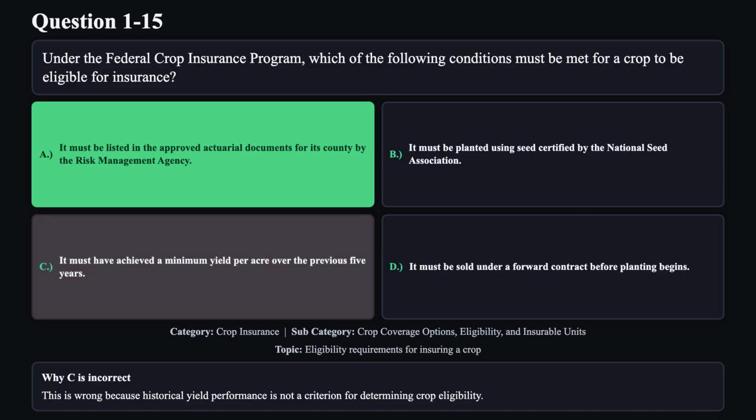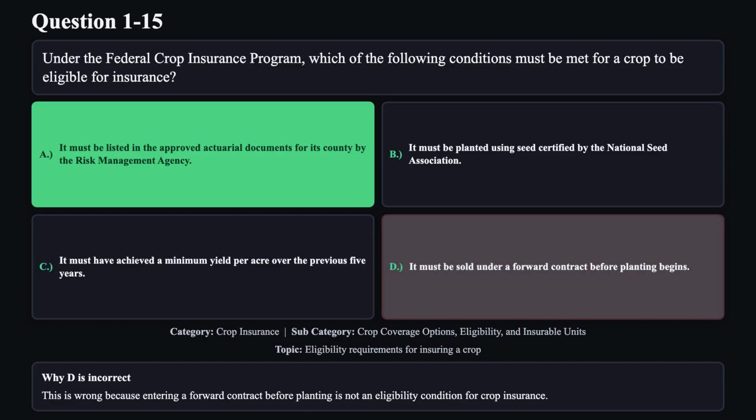Reason C is not correct. This is wrong because historical yield performance is not a criterion for determining crop eligibility. Reason D is not correct. This is wrong because entering a forward contract before planting is not an eligibility condition for crop insurance.